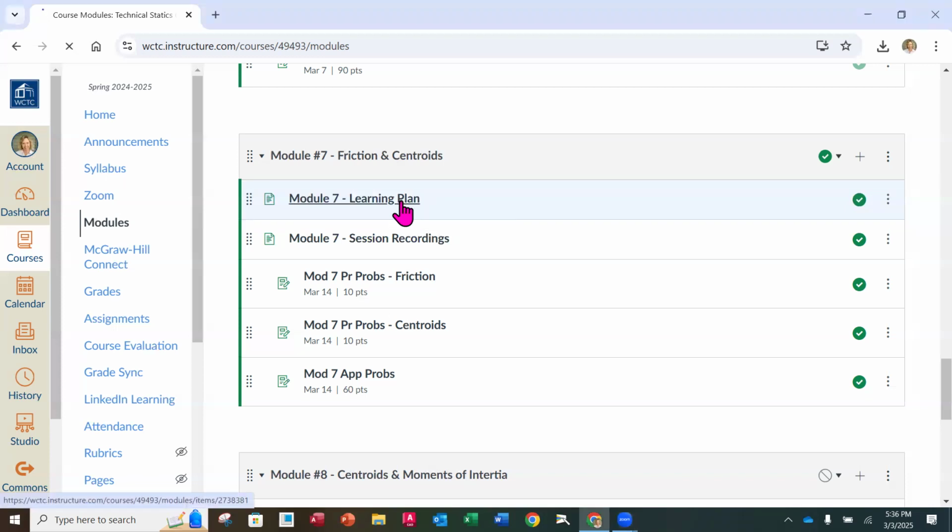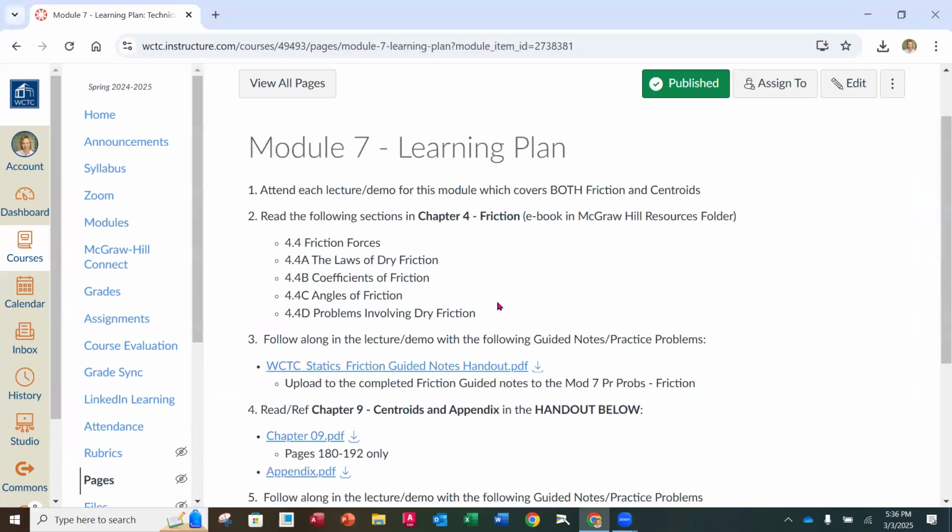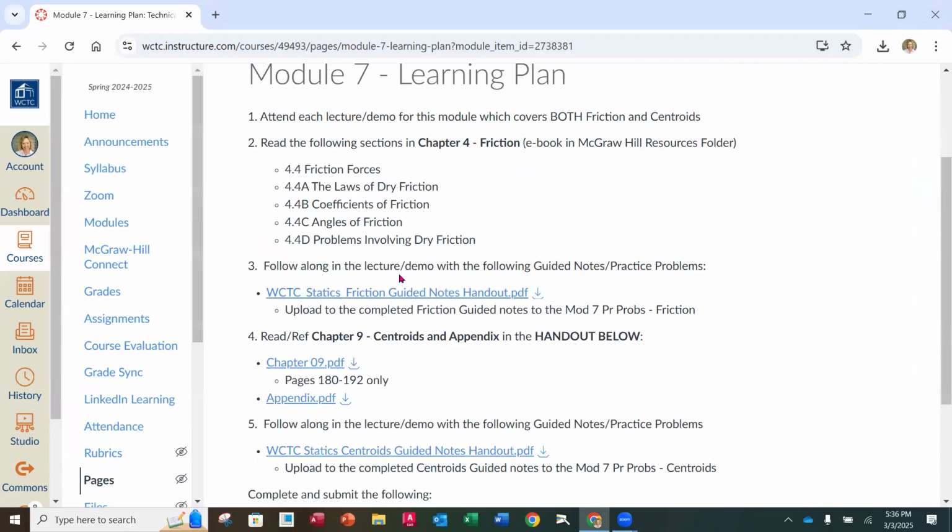If we look at the learning plan, okay, so for the friction, we are going back into our McGraw-Hill textbook. Okay, so we'll be referencing that this evening, and the practice problems or the handout that we have here is going to go along with the McGraw-Hill. You can see the sections that we're going to be going over for that. Now, as we look at the guided notes here, these are the ones that I have copies of here in class, but we're going to be doing the friction guided notes this evening, which again are going to pertain to that chapter 4 out of the McGraw-Hill ebook.